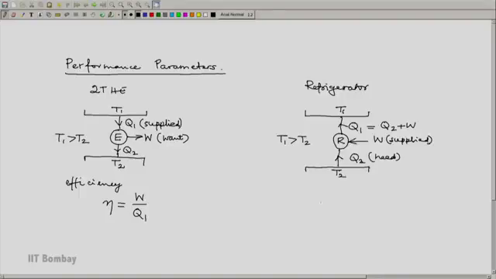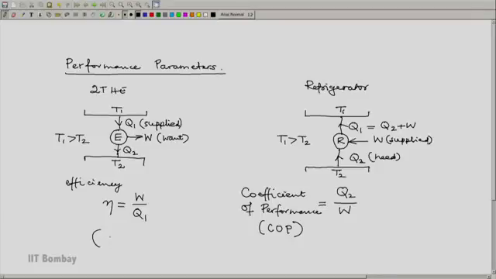So here the corresponding ratio as a performance parameter will be Q2 by W, and this we call the coefficient of performance. The common symbol is not a symbol but an acronym, a short form, COP. Again you will notice that the Kelvin-Planck statement of the second law dictates that this efficiency can never be 1, it has to be less than 1. Similarly, we know that here W cannot be 0, so the COP has to be a finite number.